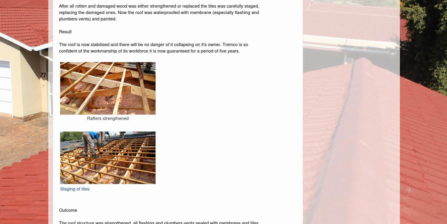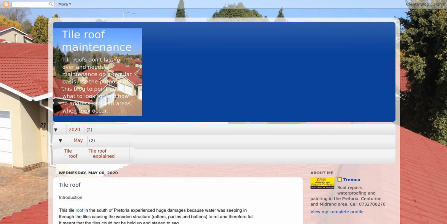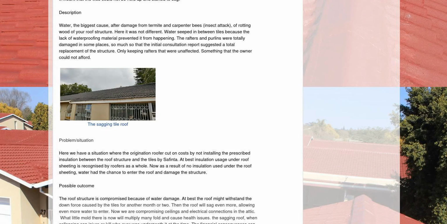The rafters and purlins were totally damaged in some places, so much so that the initial consultation report suggested a total replacement of the structure, only keeping rafters that were unaffected. Something that the owner could not afford.